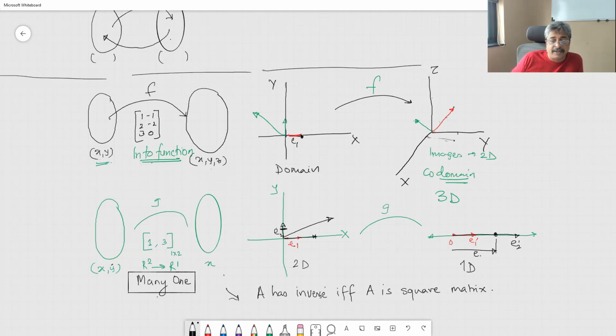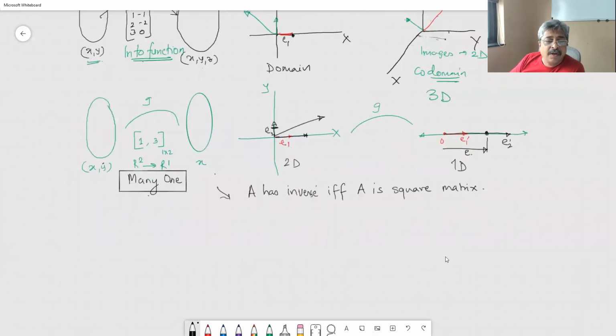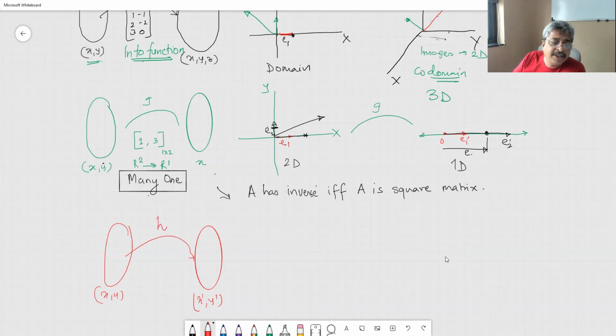A is a square matrix. Is this sufficient? Let me take a condition where this is not going to be sufficient. The counterexample is, suppose I take a two-dimensional domain x comma y, and you want the codomain also two-dimensional, x dash comma y dash. Very good. The function H, or matrix A, is getting operated, and I define matrix A as 1 comma 5, 2 comma 10.